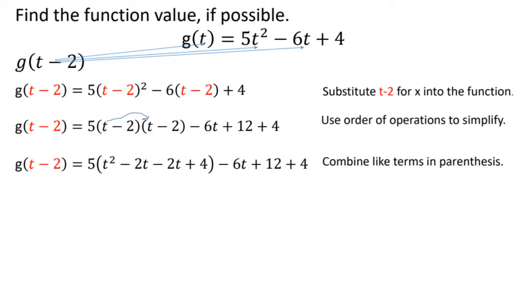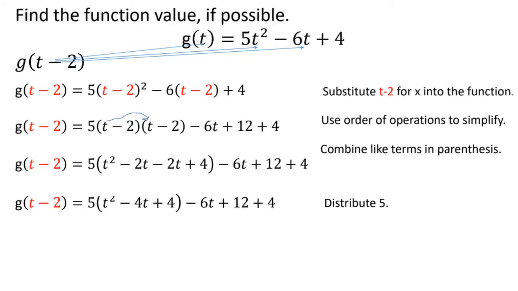Negative 6 times a negative 2 is a positive 12, and then we have our constant plus 4. All right, so the next thing that I need to do is combine like terms on this one. I have a minus 2t and I have a minus 2t. That's going to give me a minus 4t.